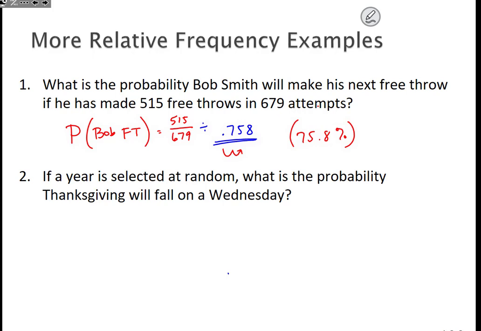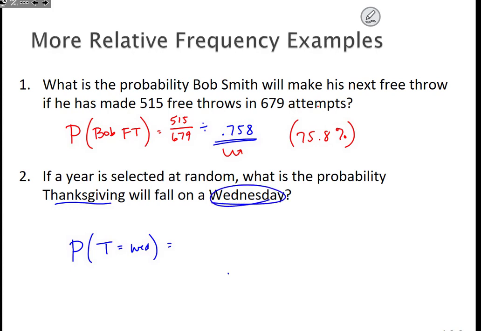Number 2 says, if a year is selected at random, what is the probability Thanksgiving will fall on a Wednesday? You might want to pause this, think about your answer for a second, and you're back. If we write P, and I'm going to put T for Thanksgiving equals Wednesday, you might have put 1 out of 7 because there are 7 days in a week, unless you remember that President Abraham Lincoln in the United States made a declaration that Thanksgiving would always be the 4th Thursday in November.